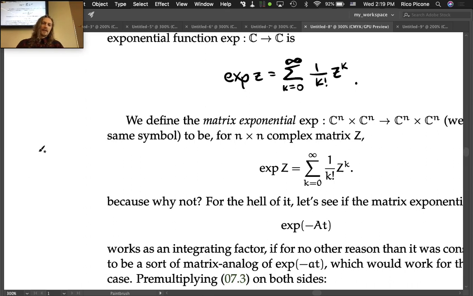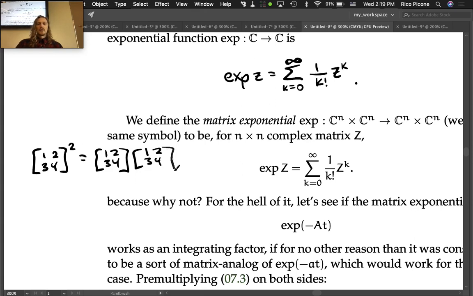Just to give us a little bit of a memory of how you would take a power of a matrix: if you wanted to raise a matrix to the second power, that's just the matrix times itself. If you raise it to the kth power, you're going to multiply it by itself k times. So that's our definition, because why not? It's analogous to the scalar exponential. There's no reason not to give it a shot.